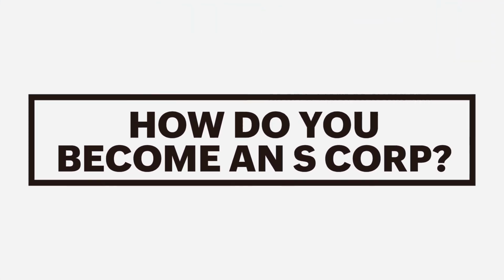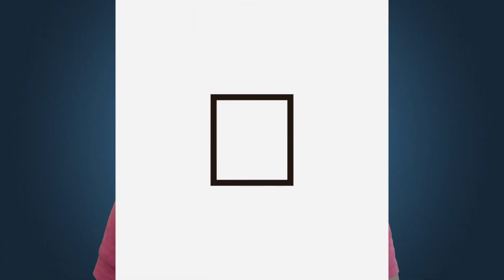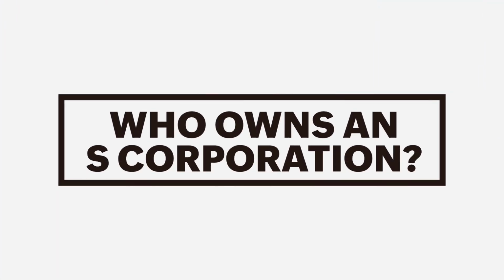So, how do you become an S corporation? Remember, a corporation is taxed as a C Corp by default. To become an S corporation, simply apply to do so with the IRS. Let's talk about ownership. Who owns an S corporation?